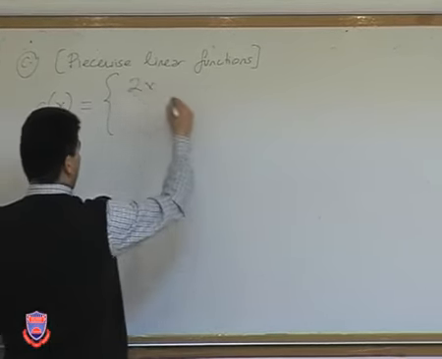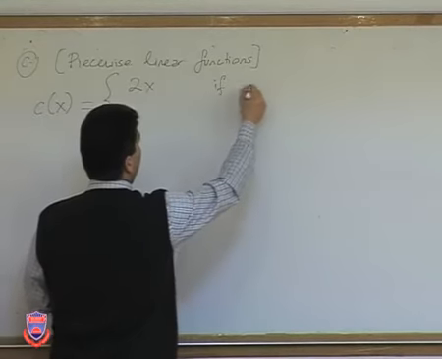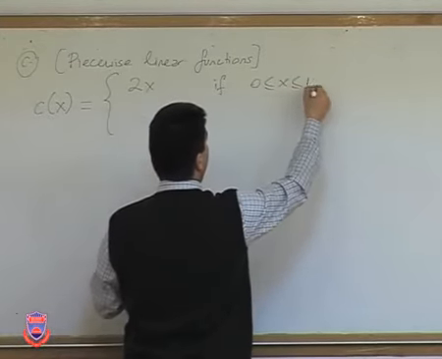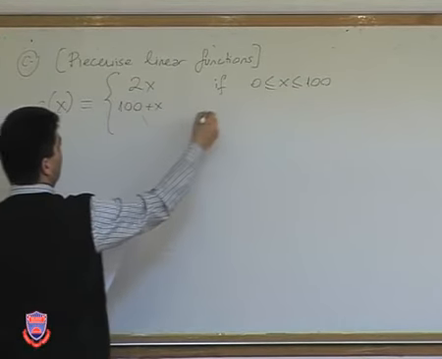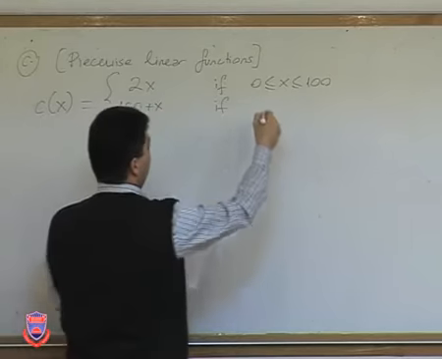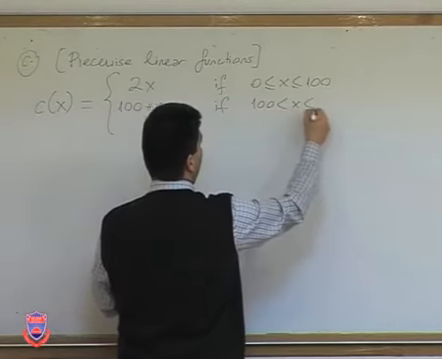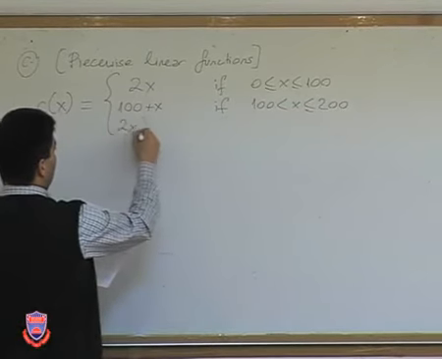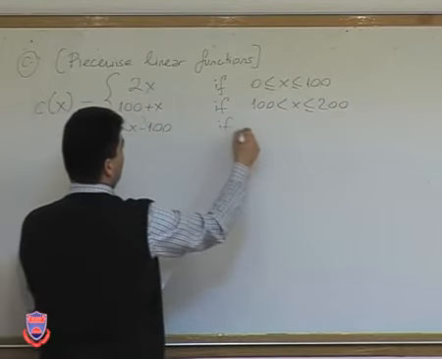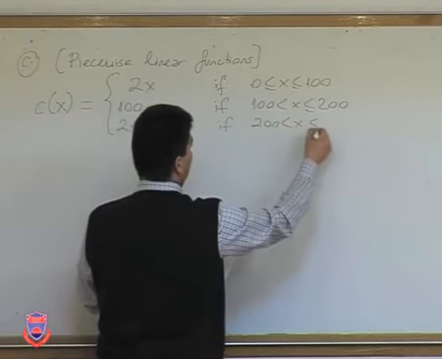So this is going to be equal to 2 times x if x is between 0 and 100. It will be 100 plus x if x happens to be between 100 and 200. And finally, it's going to be 2x minus 100 if x is greater than 200 but less than or equal to 300.